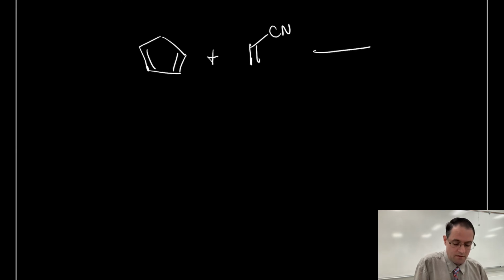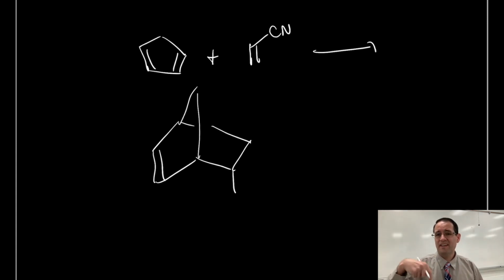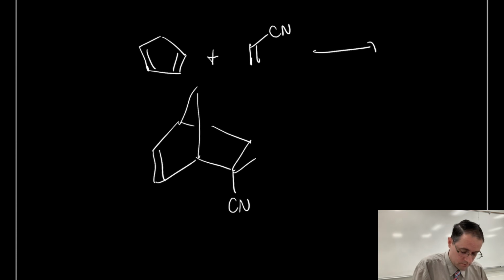When you have a cyclopentadiene reacting with acrylonitrile here, this will give you your typical bridge bicyclic ring system, okay? And you want to draw the cyano group endo, okay?